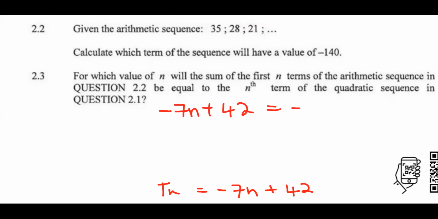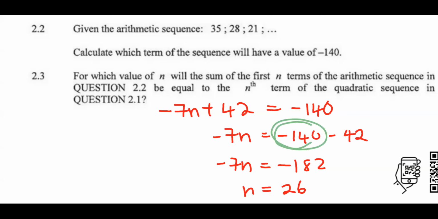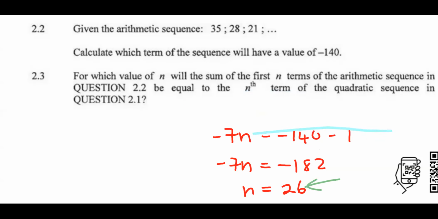So to find this term, I'm going to make it equal to negative 140 and I'm going to solve for n. All right, so we take the 42 across. We then divide by negative 7. And 182 divided by 7 is equal to, is it 26? Please confirm that. Yes, sir. Okay, thank you. So I knew this was 20. The 140, that was 20, because 7 times 2 is 14. So this is 0. And then also 42 is 7 times 6. So that's where I got the 6 from, 26. Okay.